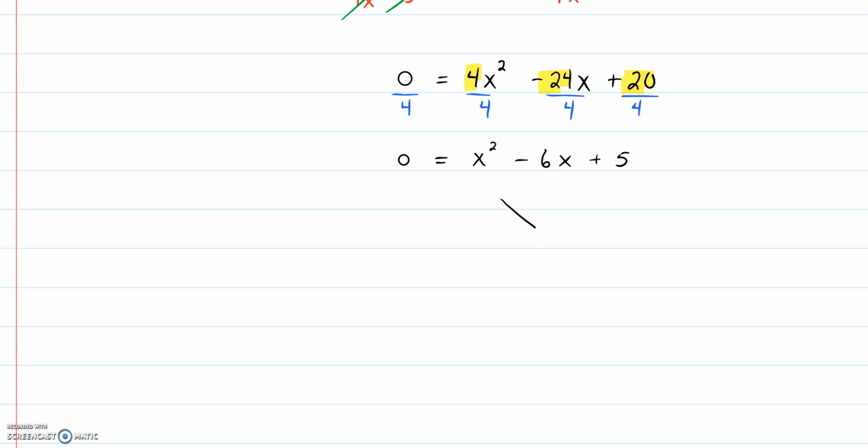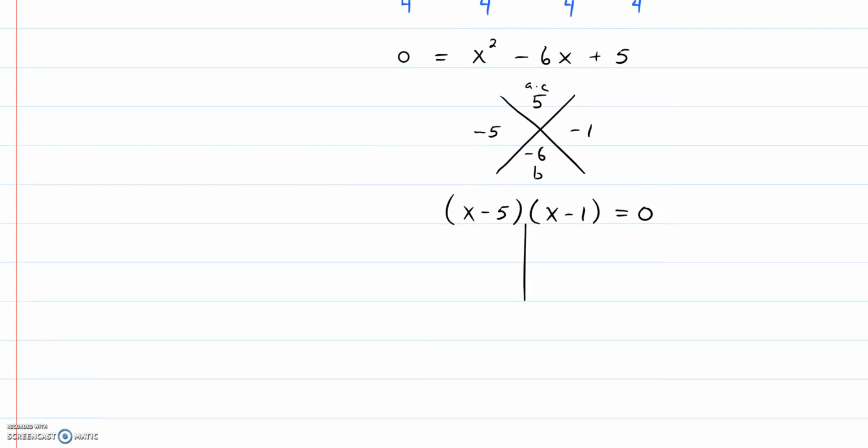Now you can factor this however you like, but we're just going to use the way we learned in class. So again, 5 goes up top, so a times c, and our b goes down below, which is negative 6. We're looking for two numbers that multiply to 5 but add up to negative 6. Negative 5 times negative 1 is 5, and negative 5 minus 1 is negative 6. So this is going to factor into (x - 5)(x - 1) = 0.